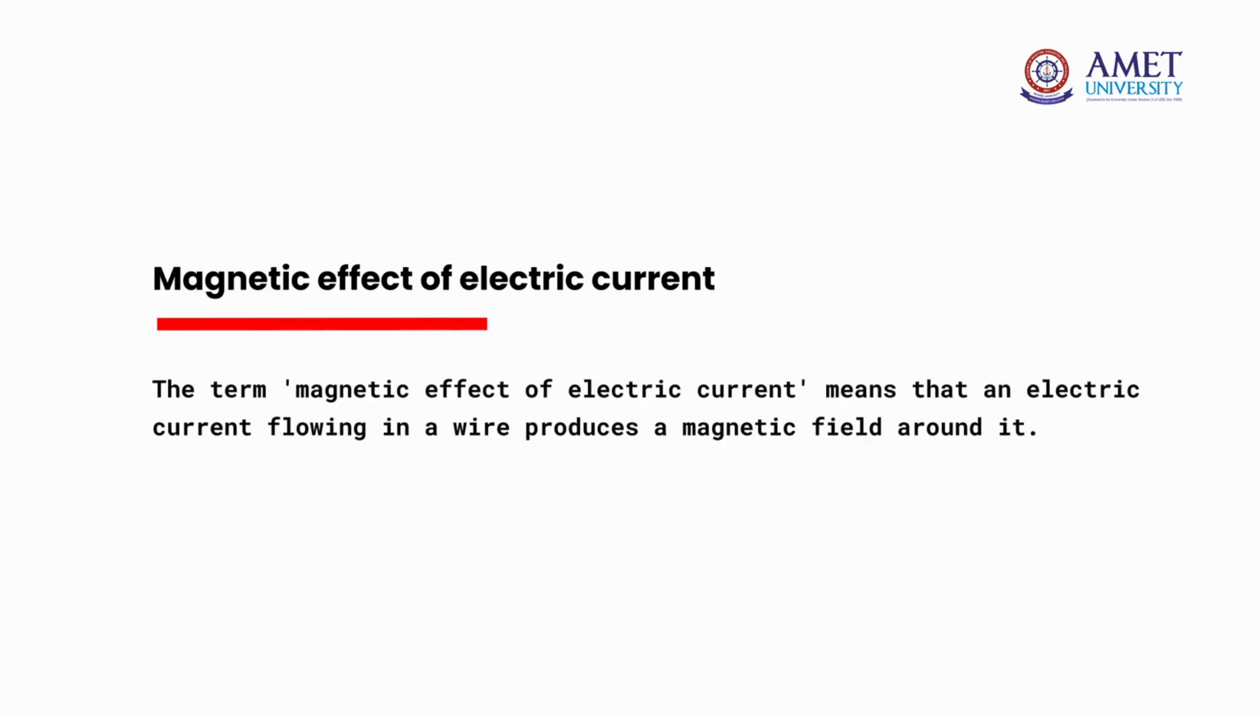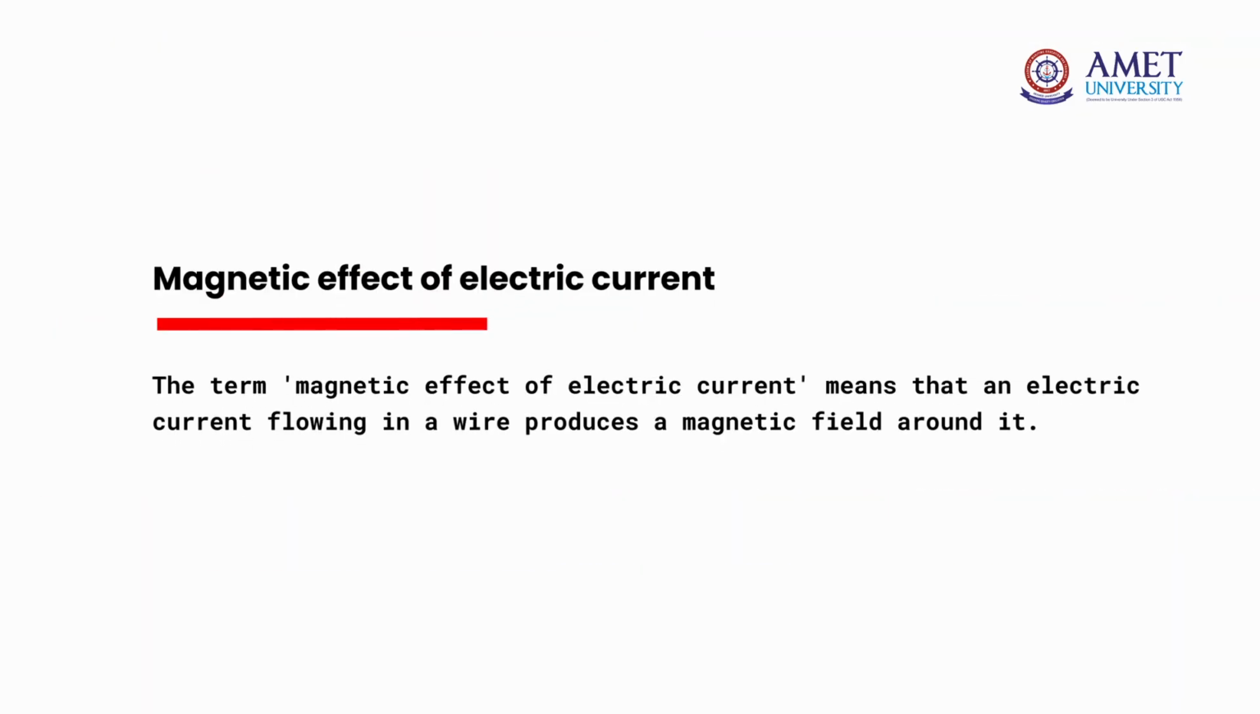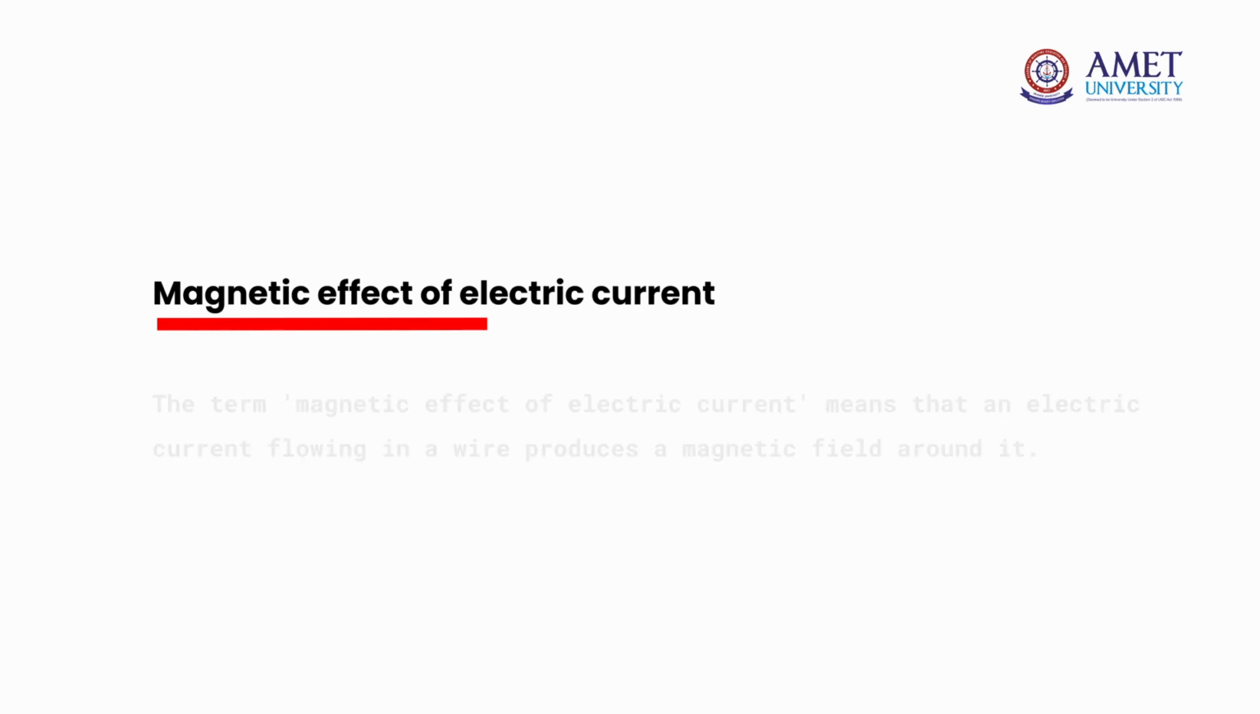The topic is the magnetic effect of electric current. The magnetic field will be created by using the electric current. So that is the magnetic effect of electric current. The term magnetic effect of electric current means that when an electric current flows in a wire, it produces a magnetic field around the current carrying conductor.